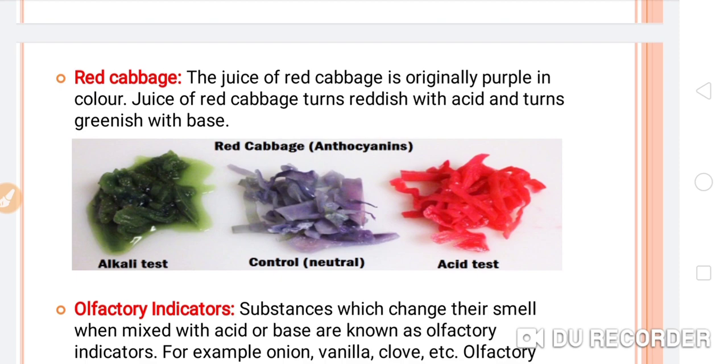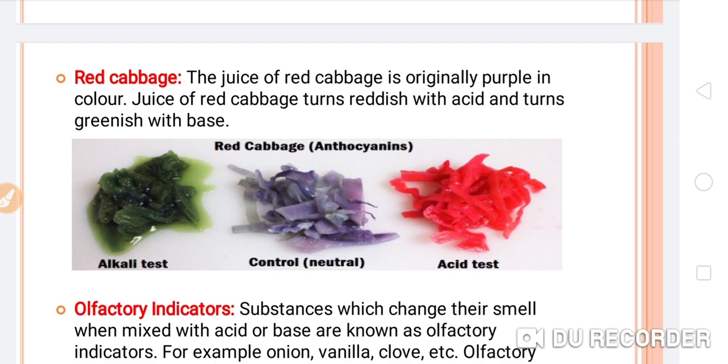The juice of the red cabbage is originally purple in color. So you can see in the middle one, it is purple in color. This is the red cabbage. Okay, and if you treat it with the base, you get a green color. So the red cabbage's purple color turns into green with the basic solution.